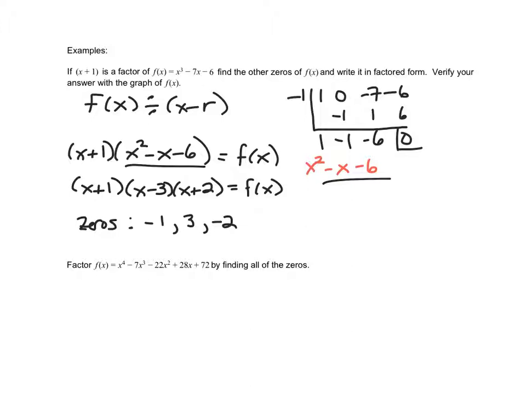So if you want to verify this with your graph, go ahead and graph this in your graphing utility, and you'll find, I will guarantee that it crosses at these 3 spots. Because those are our zeros, so that's where it has to have an x-intercept. All real zeros have to have an x-intercept at those spots.